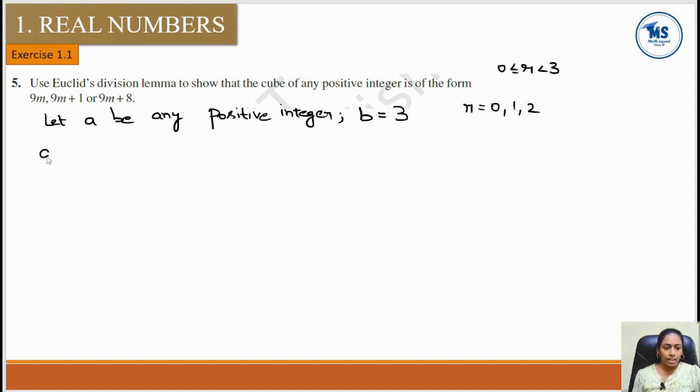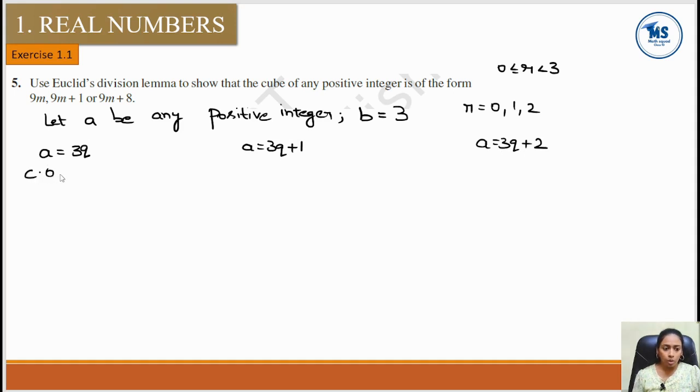Then a will be in the form of bq, where b is 3, so a equals 3q. If r is 0, a equals 3q. If r is equal to 1, a is equal to 3q plus 1. If r is equal to 2, a is equal to 3q plus 2.